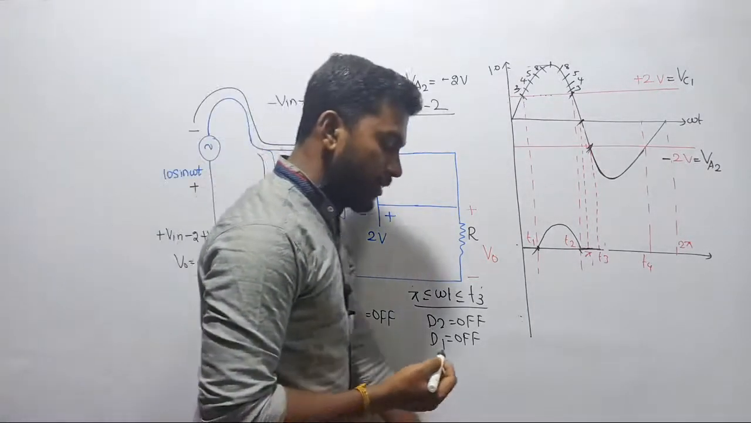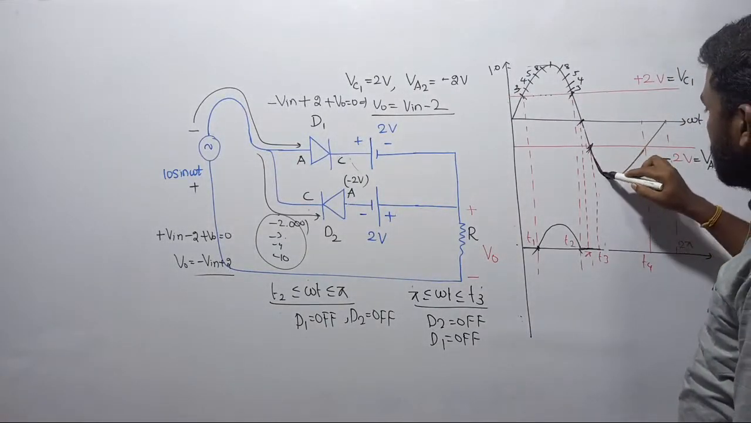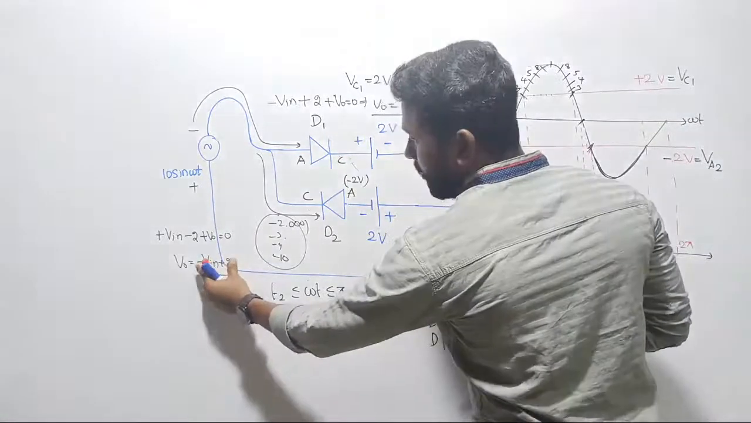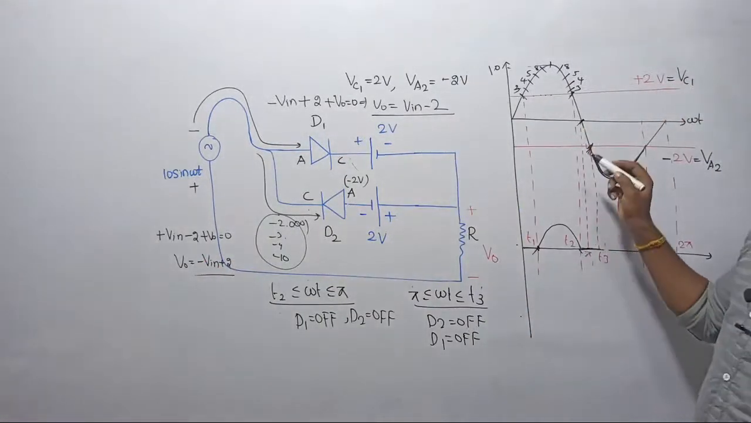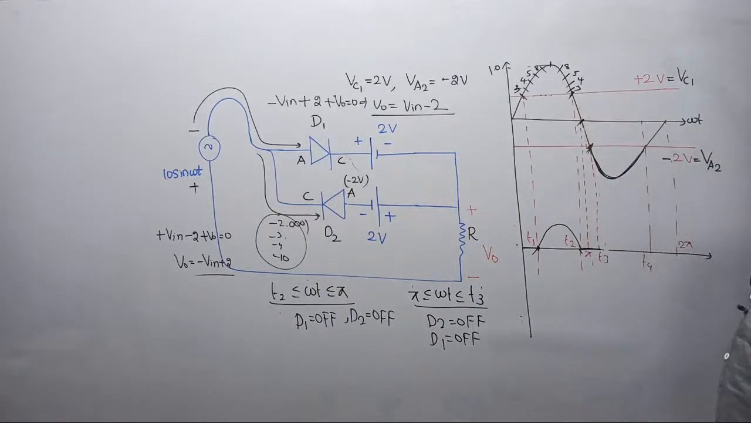Now, where is our output waveform? This is my negative voltage. It has to be added with what? We have to do minus Vn plus 2. Where is our Vn? Vn is Vm sin omega t. This is our Vm sin omega t waveform, right?